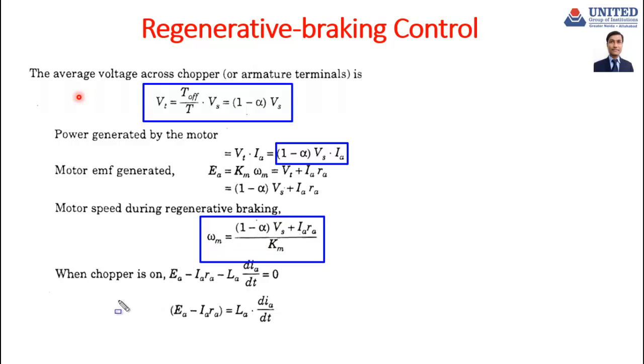When the chopper is on, then Ea minus IaRa minus La into dIa upon dt is equal to 0. From here we can write Ea minus IaRa is equal to La into d by dt of Ia.